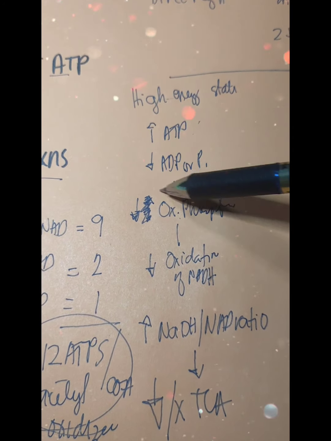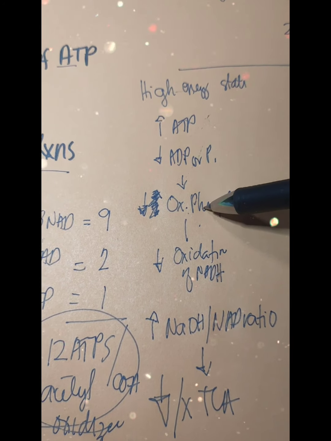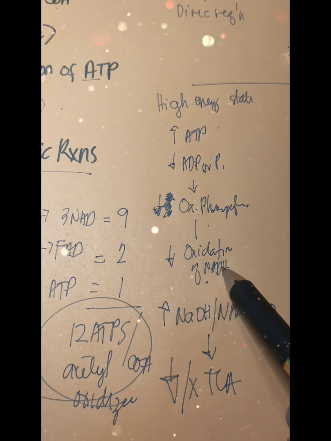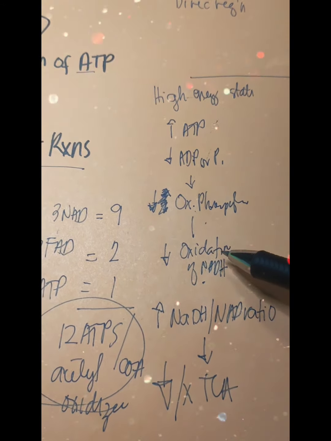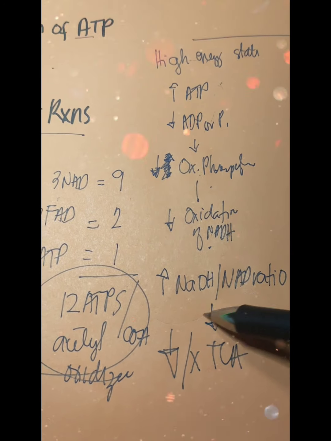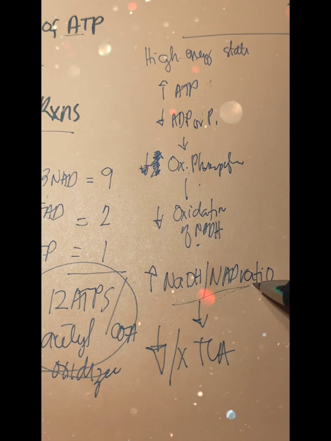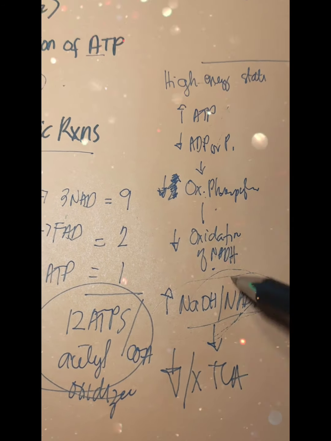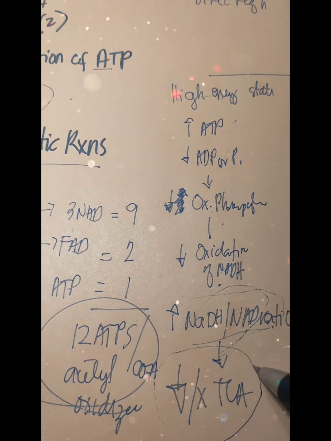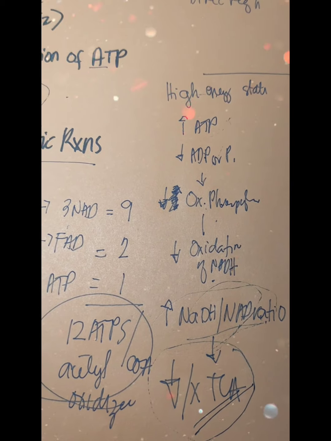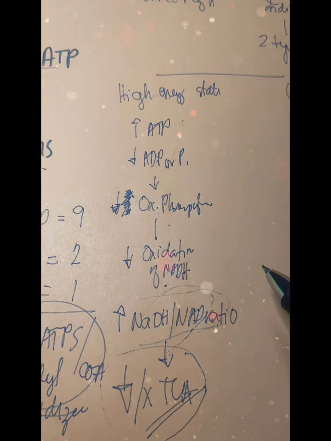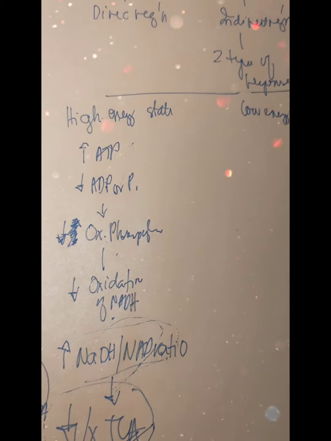So, kapag ganito ang sitwasyon mo, bababa ang oxidative phosphorylation activity mo, bababa rin ang oxidation of NADH mo. Hindi mo kailangan i-oxidize ito eh. Okay? And then, therefore, there will be an increase of your NADH and NAD ratio. Now, the increase in NADH and NAD ratio will signal that, hindi mo na kailangan ng TCA. Or bagal-bagalan mo kasi nasasayang, naiipon lang. Marami naman tayo niyan. Okay?